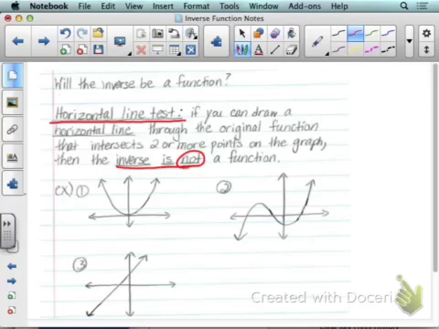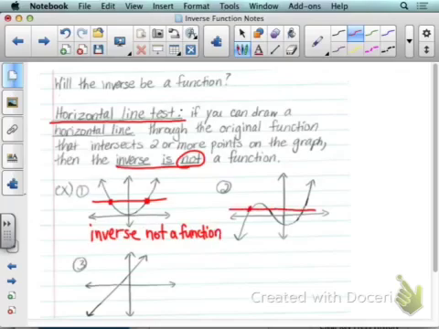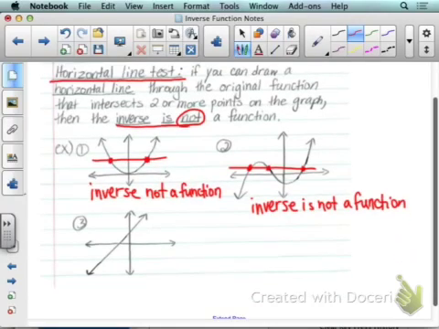So for example, if I take a look at the first one, I draw a horizontal line, it intersects twice, so the inverse is not a function. That's going to be the same thing with our next one. 1, 2, 3 times potentially, so the inverse is not a function. And then our last one, which is a line. The original graphs for all of these are functions. Again, a horizontal line test. This time it intersects only once, so this one, the inverse, is a function.